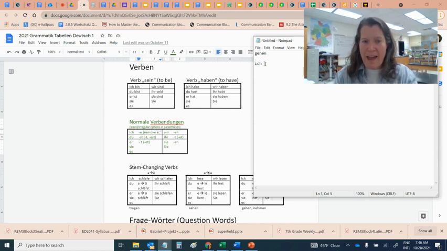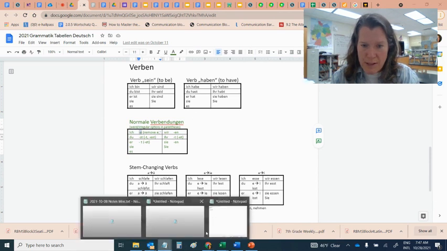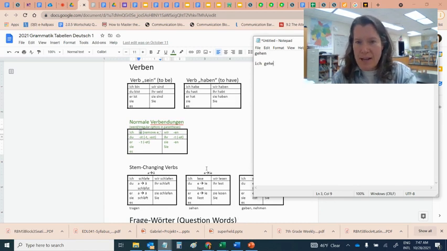All right, and then you add these endings with the little line. The little line means add it. So you start with whatever's left after you take off that en. So ge, and then you add what's after the dash here, e. Where is that? There we go. Ich gehe means I go.